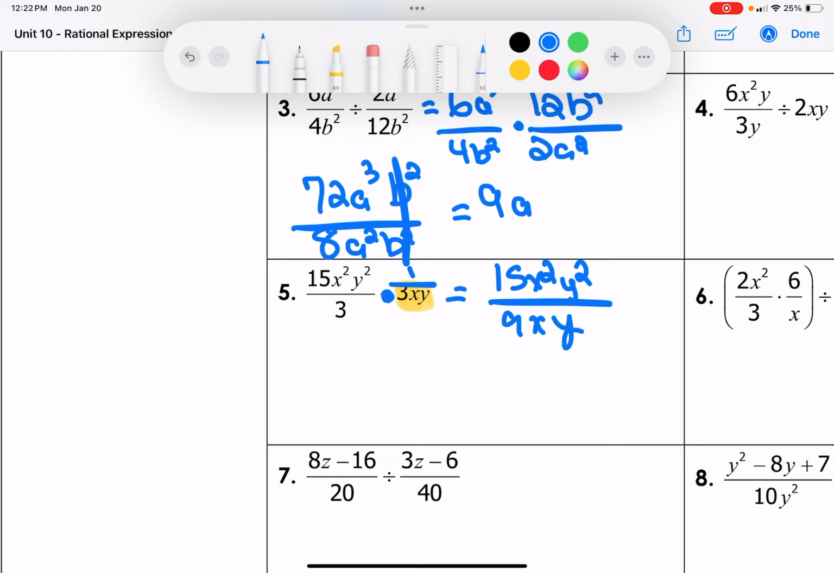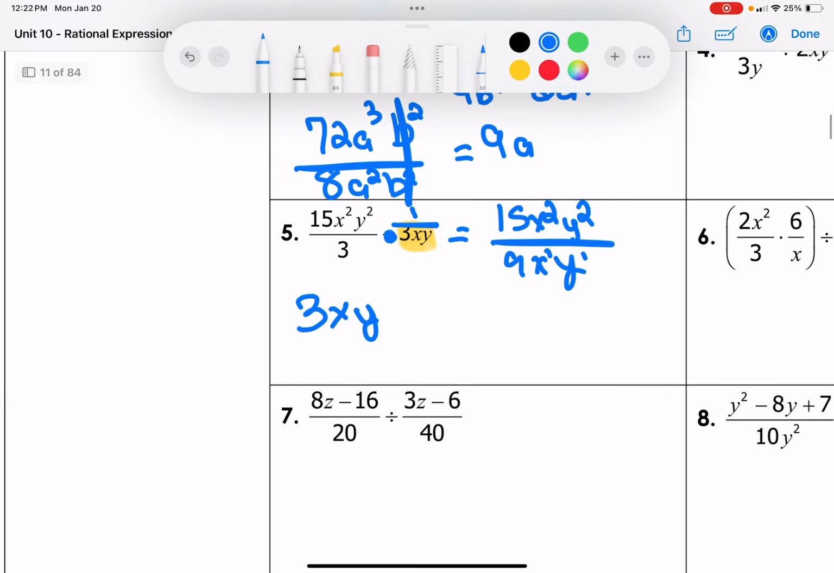Over, I have 3 times 3xy, so 9xy. So a number that goes into both 15 and 9, right? My greatest common factor between 15 and 9 is going to give me 3. So I have a 3, x squared over x to the first power, 2 minus 1 is going to give me 3x. 2 minus 1 is going to give me y. And that would be my final answer.